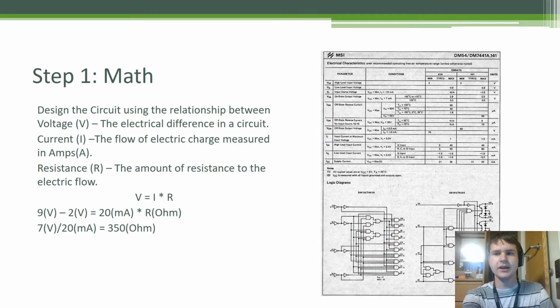Before beginning building any circuit, you need to establish that it's mathematically possible. To understand the mathematics behind a circuit, you need to understand Ohm's law. The three components of Ohm's law are defined by the Google Dictionary as such: voltage, or electrical difference between 2 points; current, the flow of electric charge between 2 points; and the resistance, or the amount of resistance to the electric flow. The relationship between these three is that the voltage is equal to the current multiplied by the resistance.